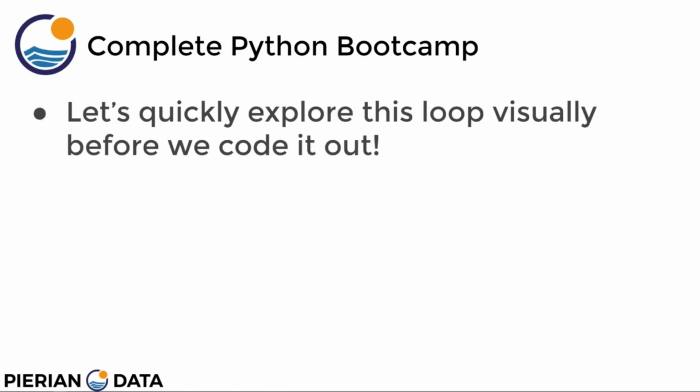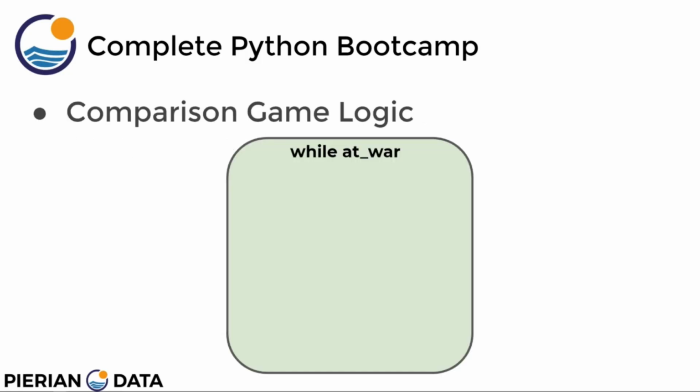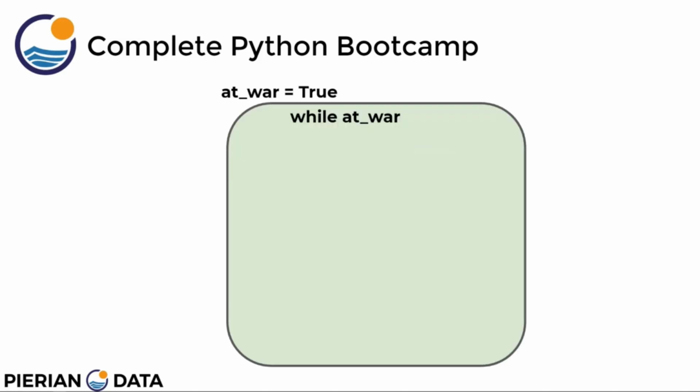Okay, so we're going to quickly explore this loop visually before we code it out, just to make sure it's clear to everyone. So the actual comparison game logic is happening within this while loop of while at_war. That's within the while game_on loop. So we start off outside of this loop by saying, hey, we're going to assume that war is True. So while at_war, we'll start the comparisons.